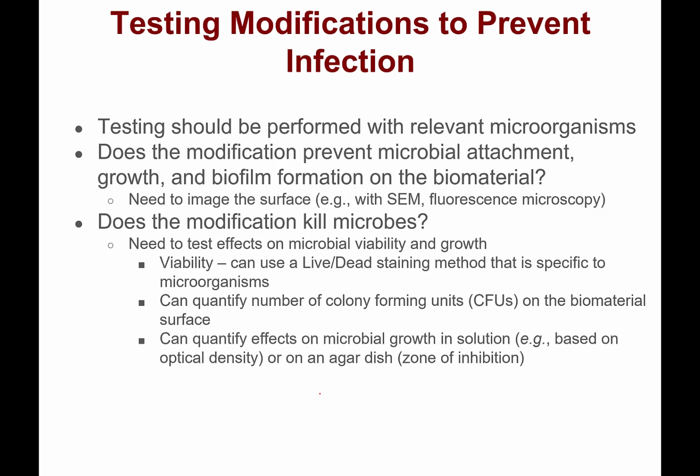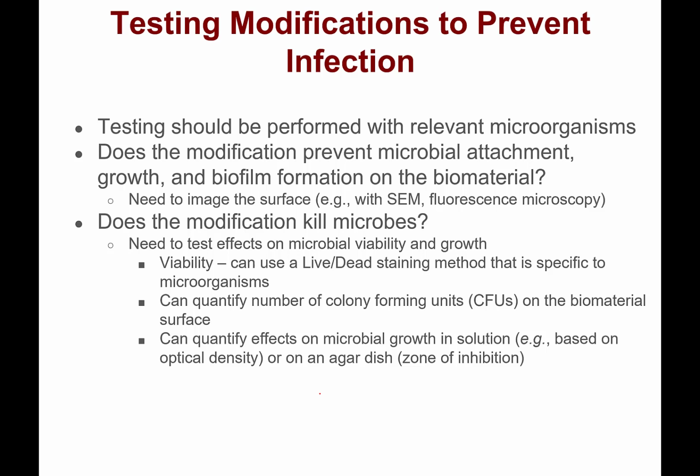Alternatively, we can use fluorescence microscopy. So in the study on Sharklet, they used fluorescence microscopy to look at bacterial attachment and biofilm formation. So to do that, you just need a fluorescent stain to label the bacteria so that they appear. To answer the question about whether or not our modification kills microbes, there are a variety of approaches we can take. One is we can look at viability of the cells using a live dead staining method. So the dyes used would not be exactly the same as what we learned about when we discussed cytotoxicity testing, but there are comparable dye systems that can be used for microorganisms.